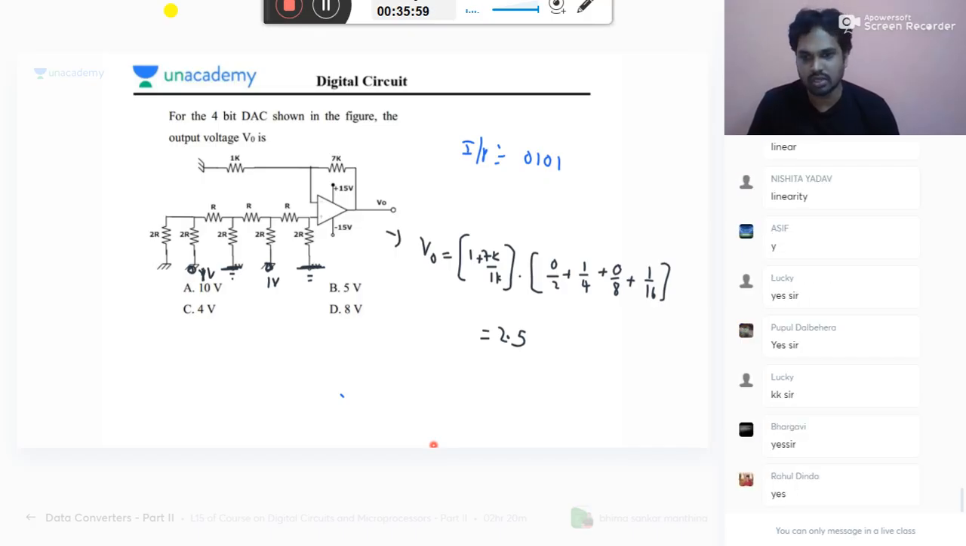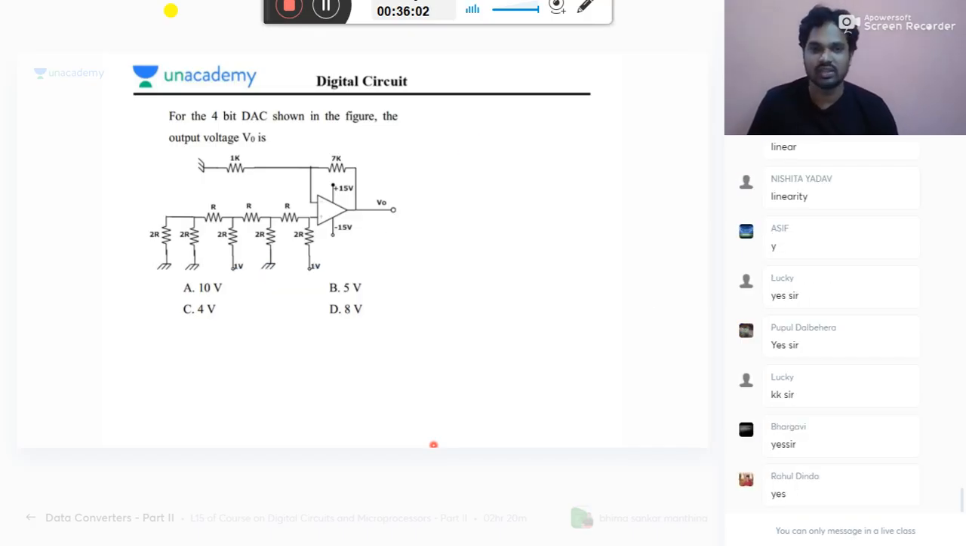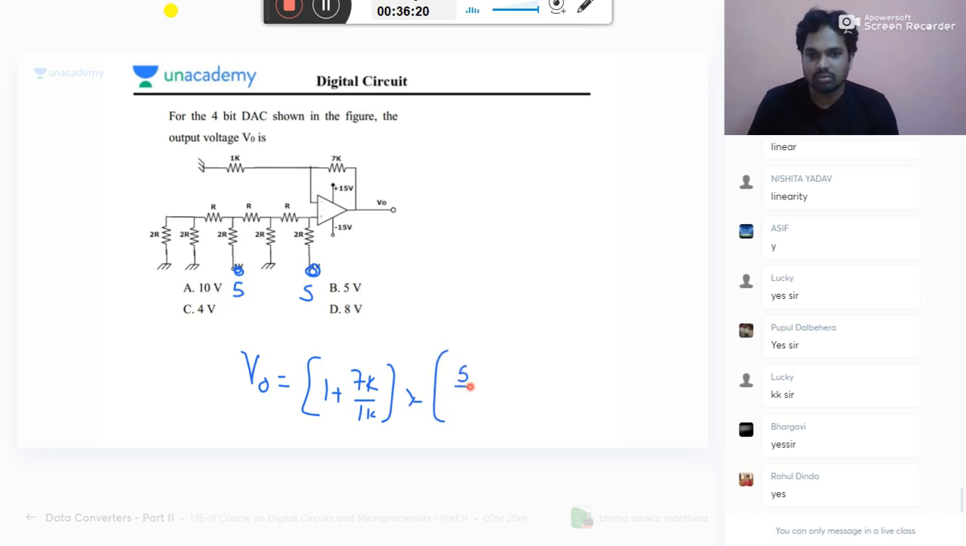Let me give you the same question again. N number of ways I will give you the same question. Suppose this is 5 volts, and this is also 5 volts. Now what is the answer? What is V0 in this case? 1 plus 7k by 1k into, tell me, 5 by 2, 0 by 4, 0 by, what is that? I'm sorry.